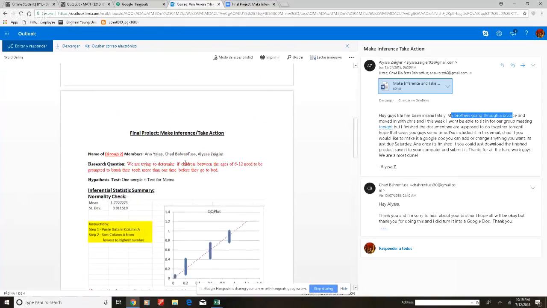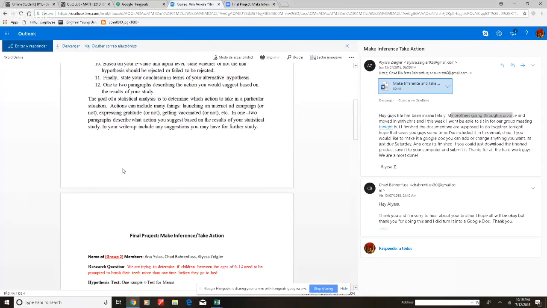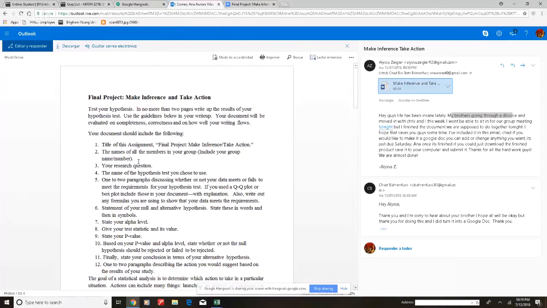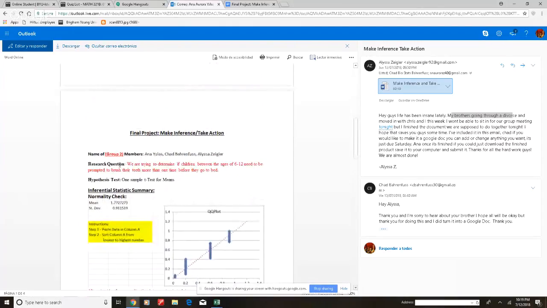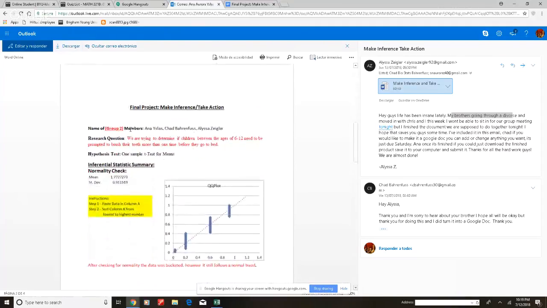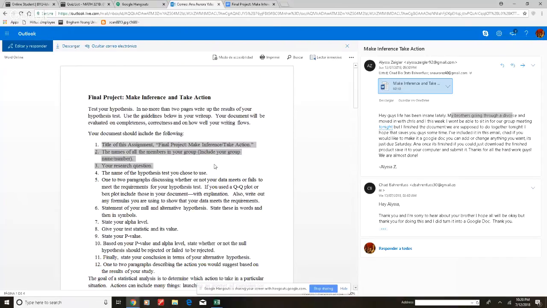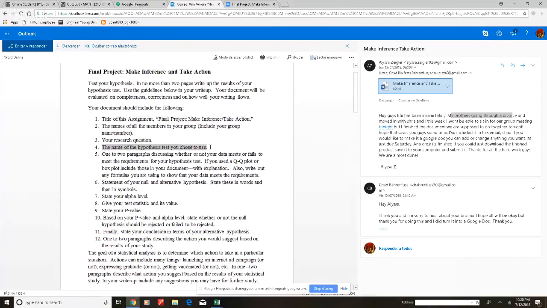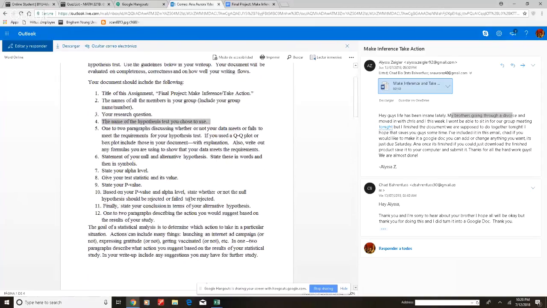What do you mean number? Oh, name of group 2 members. So is that the number? Group 2? Include your group name and number. Yeah, so we're group 2. Those are our names. We're group 2. Yep. Question. Your research question. You put that in there. That's right there. We're trying to determine if children between the ages of 6 and 12 need to be prompted to brush their teeth more than for the. Okay, check mark.